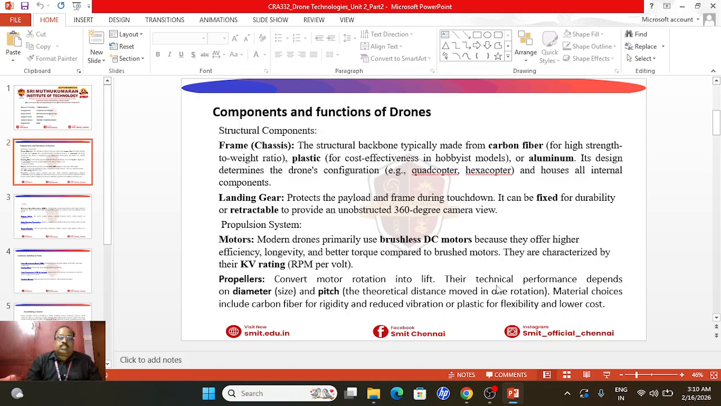Propellers convert motor rotation into lift. The technical performance depends on diameter, size, and pitch, the theoretical distance moved in one direction in one rotation. Material choices include carbon fiber for rigidity and reduced vibration, and plastic for flexibility and lower cost.